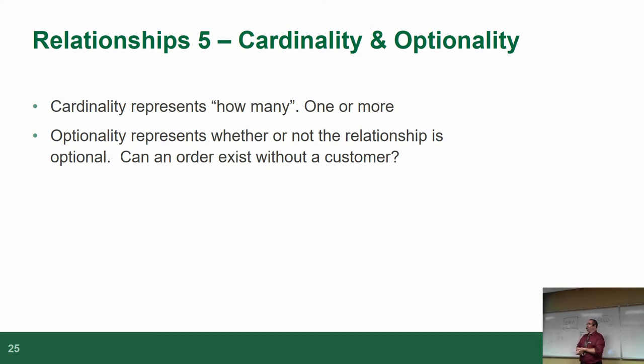For example, can an order exist without a customer? No. Can a receipt exist from the grocery store without you buying something? No. That is optionality, as in, can this exist without something else? The answer is no, it cannot, and therefore it's not optional. A customer can exist without buying anything, technically. The second you walk into the store, you're a customer until you walk back out without anything. But you're still a customer while you're wandering around in the store.